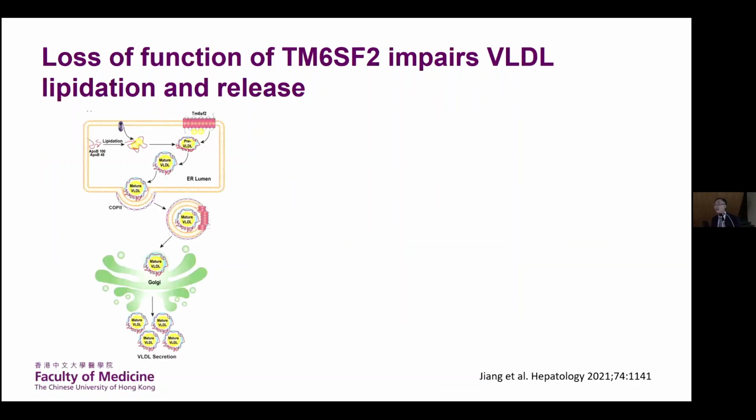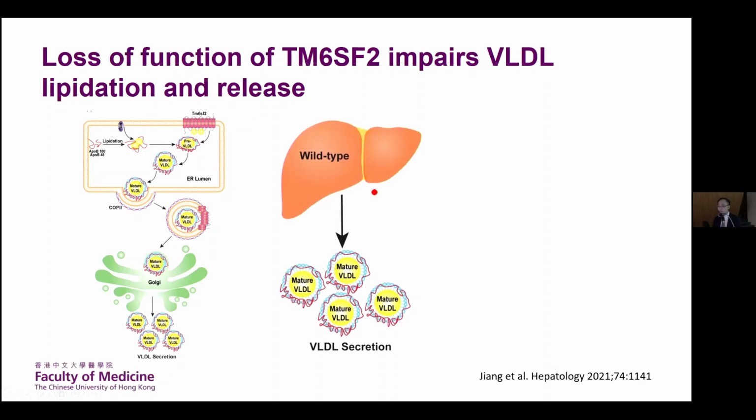In the past 10 years, many people have already worked out the function of TM6SF2 in hepatocytes. Like many of the genes responsible for fatty liver development, they are proteins present on the lipid droplets inside liver cells, and TM6SF2 is no exception. We know that it is on the lipid droplets, and it is responsible for VLDL lipidation and release. Inside hepatocytes, the VLDL would be packaged with lipid added, and then finally go through the Golgi process and be released into the circulation.